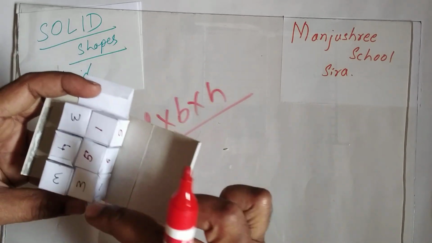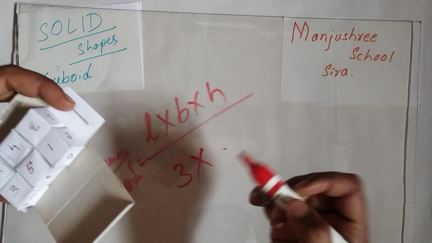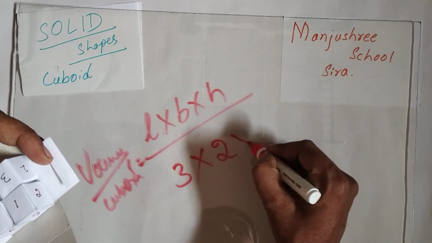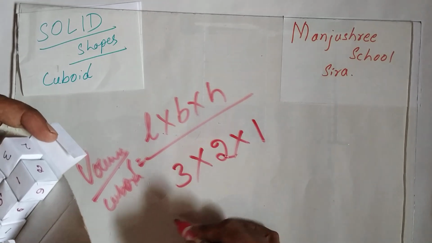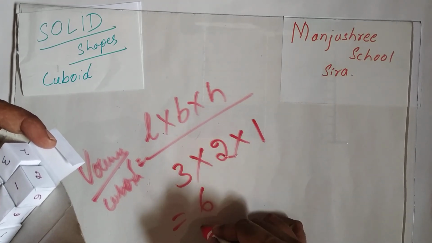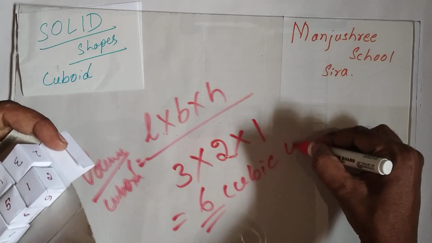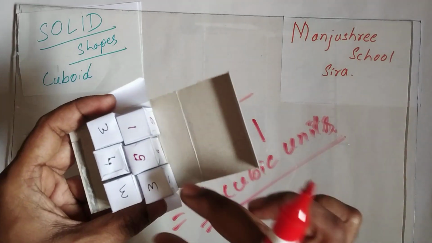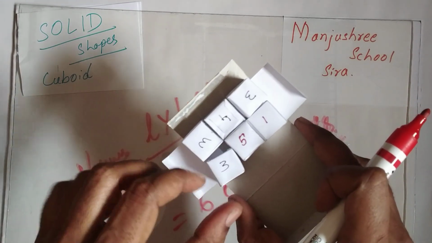Okay, 1, 2, 3. This 3 is the length. Breadth is 1 and 2. Height is only 1 cube. So 3 into 2 is 6, into 1 is 6. This is called 6 cubic units. Cubic units means there are 6 cubes. That's why it's called cubic units.